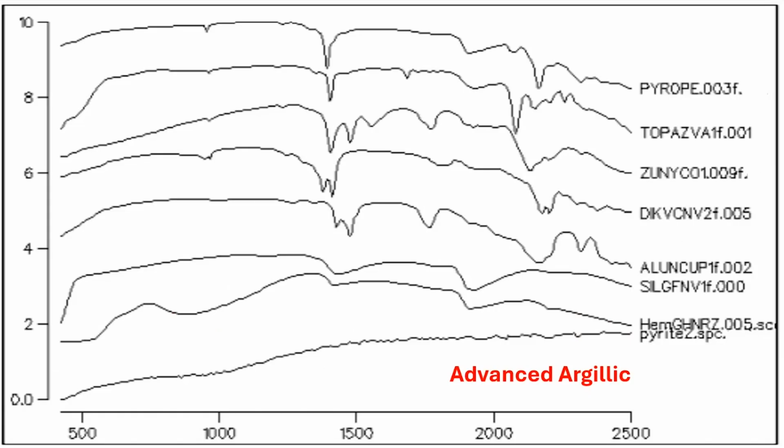Up next is the advanced argillic alteration. This plot shows pyrophyllite, topaz, zunyite, dickite, alunite, and pyrite. So this alteration type is going to be found in the upper region of high sulfidation systems. It can occur in the lithocap of the porphyry system as well.